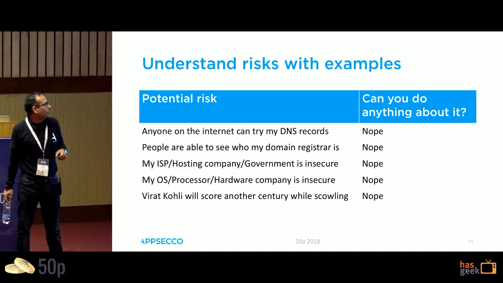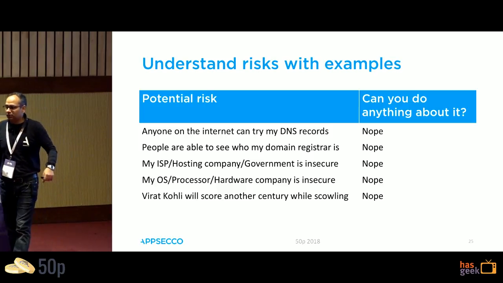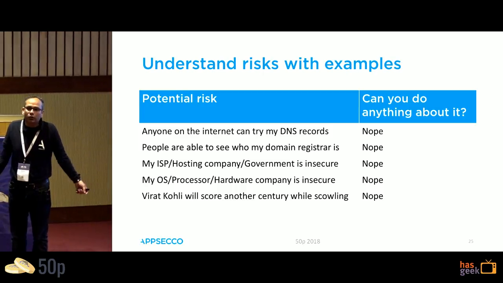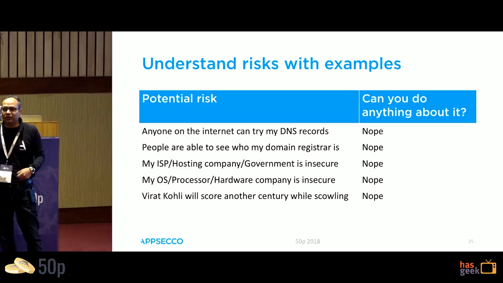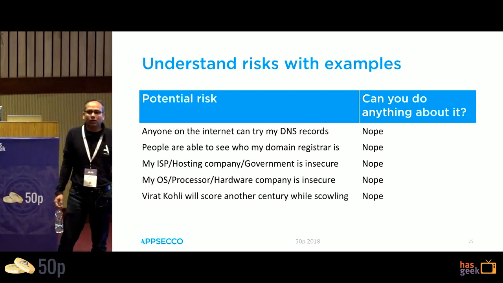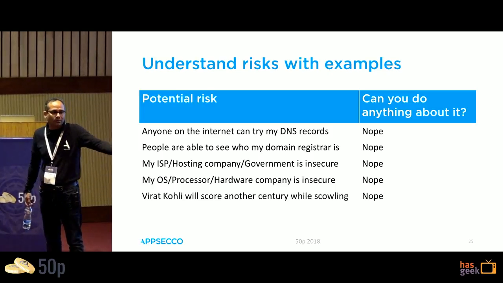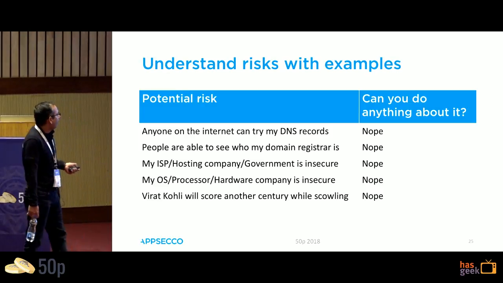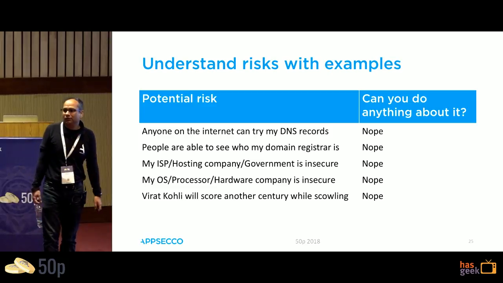Anyone on the internet can try my DNS records, right? That's a risk. That's how DNS is created. There is nothing you can do about it. So accept it. If you want something to be extremely safe, do a split horizon DNS or run an internal DNS so that your people are able to use domains to read something, but it's not in the public whatever, right? Maybe. People are able to see who my domain registrar is. Can I do something about it? Absolutely nothing. It's okay.